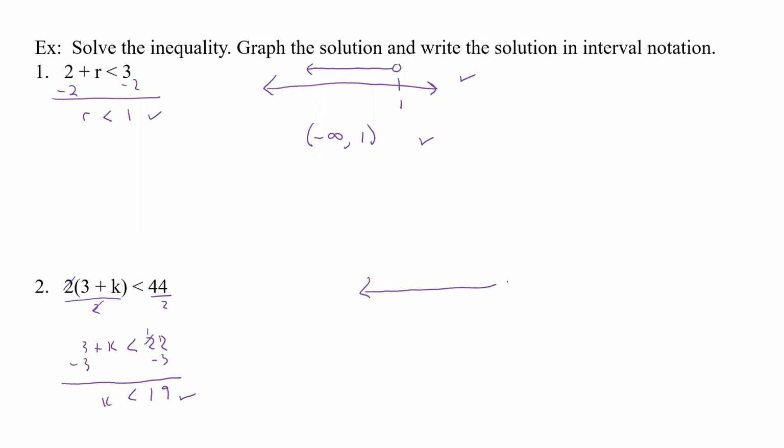Okay. Now, let's say we have 19. Now here it's less than that, so we have an open circle because it's not equal to, and it goes like that. So we're going from negative infinity to 19, parenthesis, and so that's in interval notation. So we've graphed it, we have an interval notation, and we've solved the inequality.